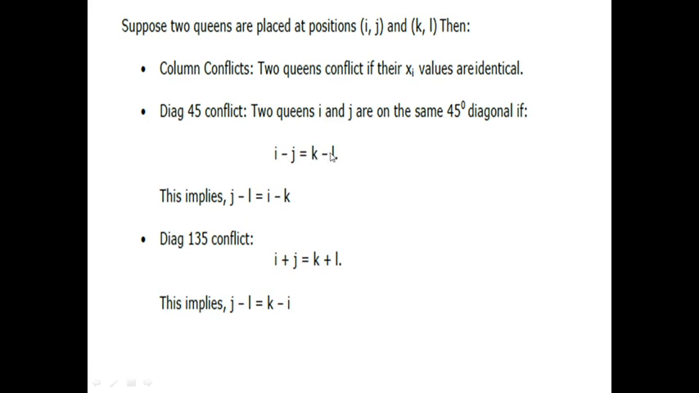This implies j minus l equal to i minus k. Then the other diagonal conflict will be the other one, in the reverse direction, the upward one, that will be the 135-degree conflict. That will be i plus j equal to k plus l. This we can also write like this, j minus l equal to k minus i. That means the diagonal conflict is j minus l equal to k minus i.